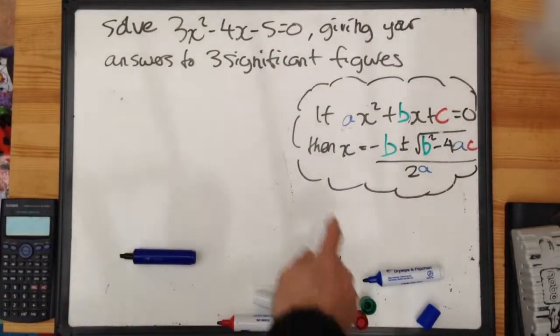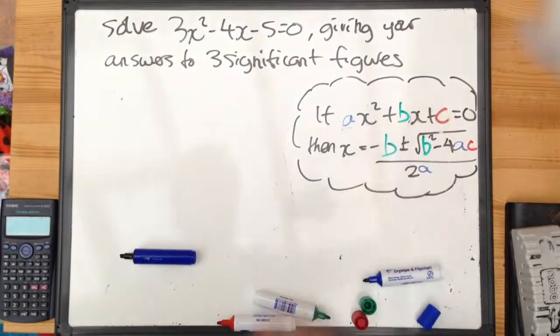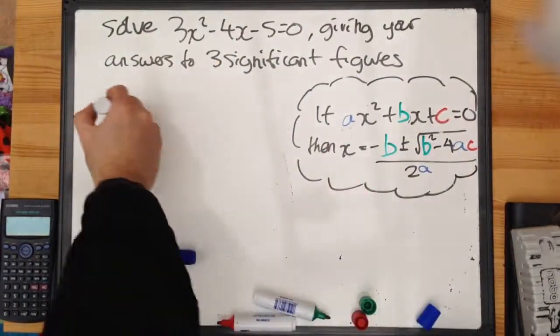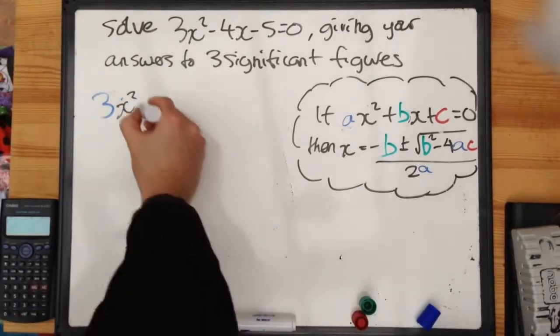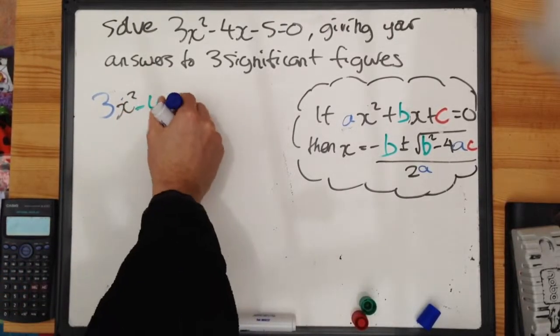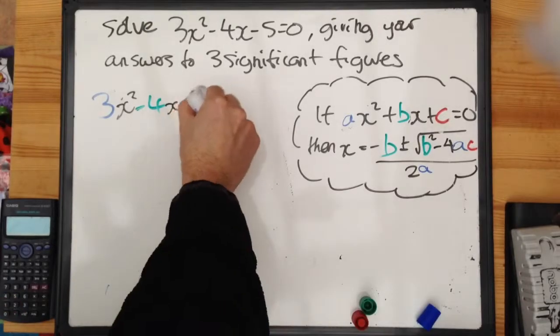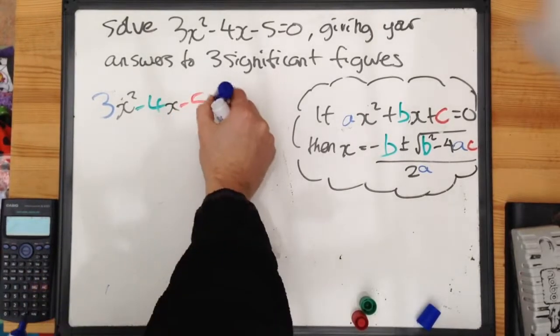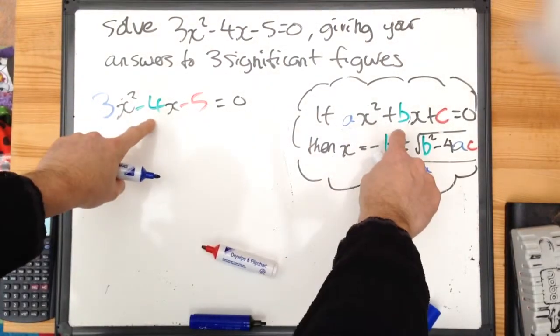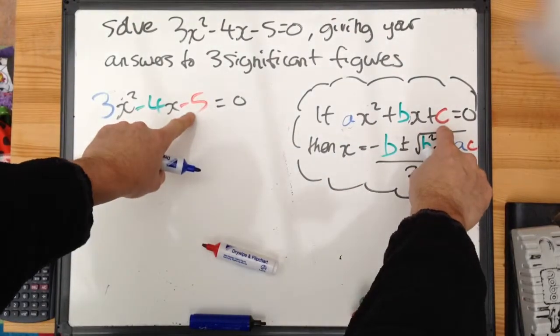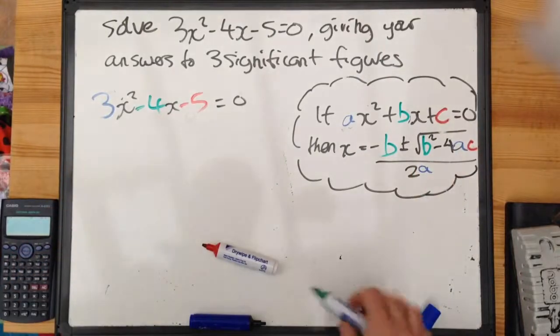So the hard thing here is identifying what a, b and c are. So let's just rewrite the equation. So I've got 3x squared minus 4x minus 5 equals 0. And now we can see that a is 3, b is minus 4, c is minus 5. You could write that down. The examiners sometimes like to see it.